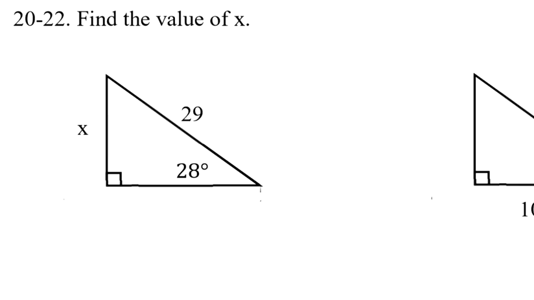Okay, so definitely some right triangle trigonometry will be on the final. Here you can see we're given a triangle and we're asked to find the length of one of the sides. We're also given the hypotenuse and we're given one of the acute angles.